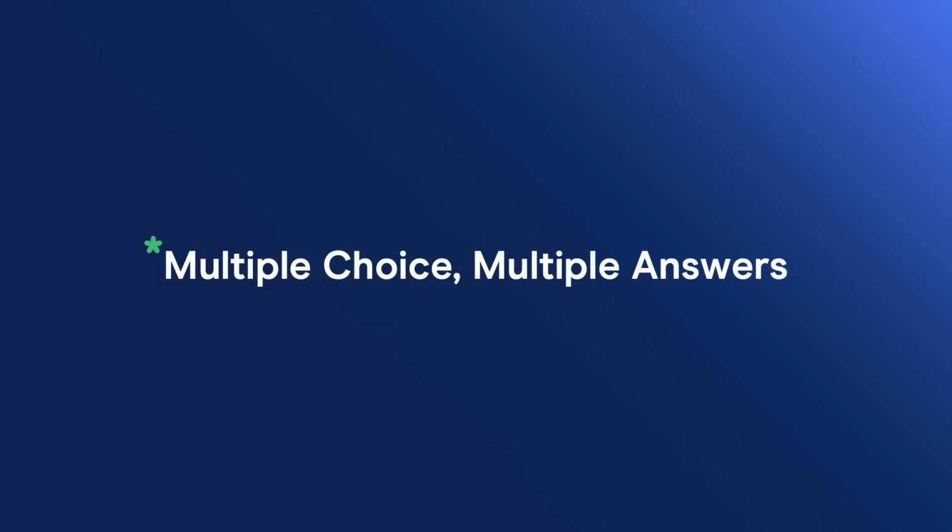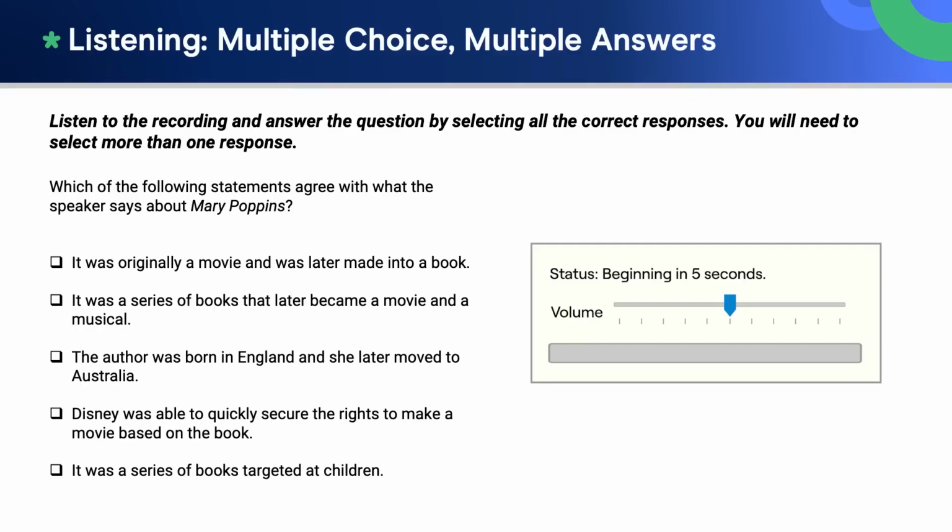The first listening question we're looking at today is multiple choice, multiple answers. We already looked at a task that's pretty similar in the reading section. Here, you'll listen to a recording rather than read a text. You'll only hear the recording once. Like the reading task, for this one, you'll get a question prompt and need to select more than one correct answer from a list of options. Here's what it looks like.